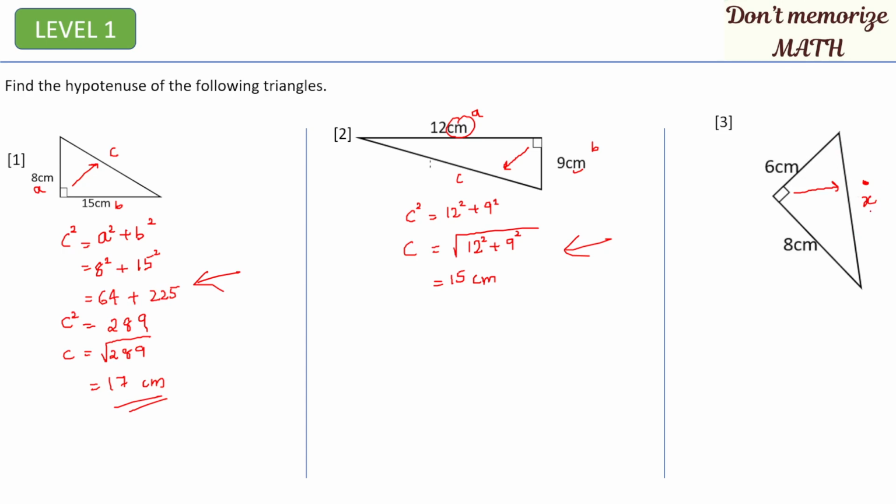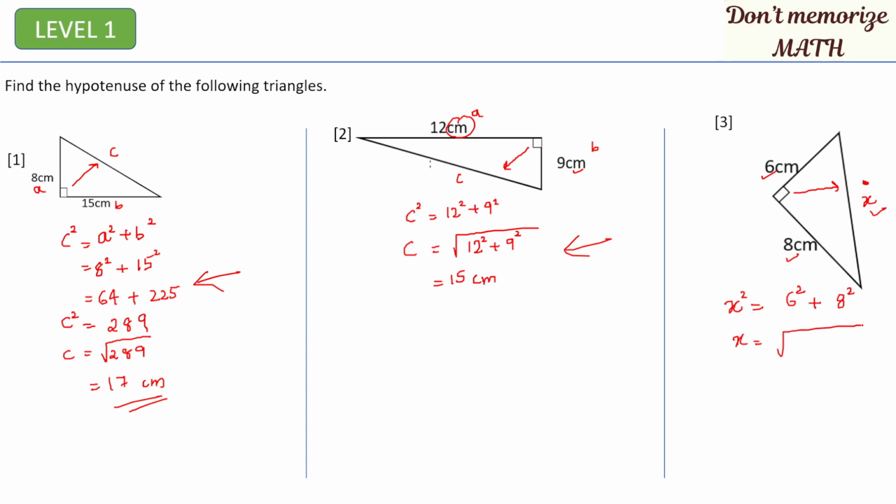What we have? Hypotenuse square, that means hypotenuse square is equal to the sum of squares of the other two sides. So that is 6 square plus 8 square. Here in this side it must be hypotenuse. That's it. So what will be the hypotenuse? X square is this one.